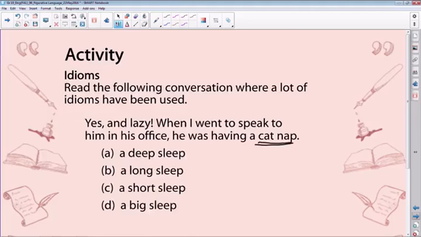And then the last part of that conversation is, yes, and lazy. When I went to speak to him in his office, he was having a cat nap. So what does cat nap mean? I suppose you can imagine it if you think of a cat having a quick nap. Is it a deep sleep, a long sleep, a short sleep, a big sleep? So a short sleep. That would be the answer there.